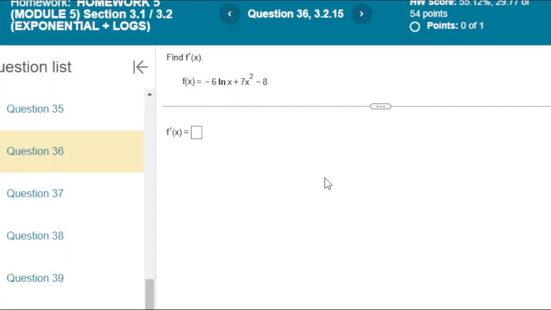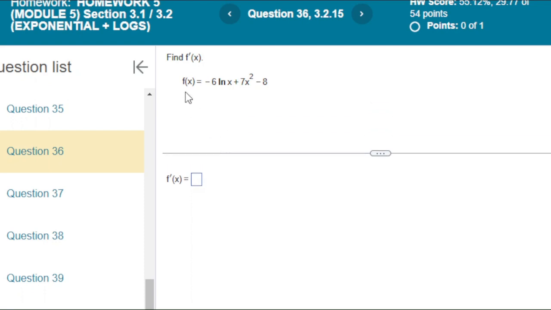The next one involves finding a derivative that involves a logarithm. So we have f of x equals -6 natural log of x plus 7x squared minus 8. Now remember, the derivative of natural log of x is just 1 over x. So the derivative of -6 ln of x should be just -6 times 1 over x. Or in other words, we could just write it as -6 over x. And then plus, well, the derivative of 7x squared is 14x. And of course, the derivative of -8 is just 0.